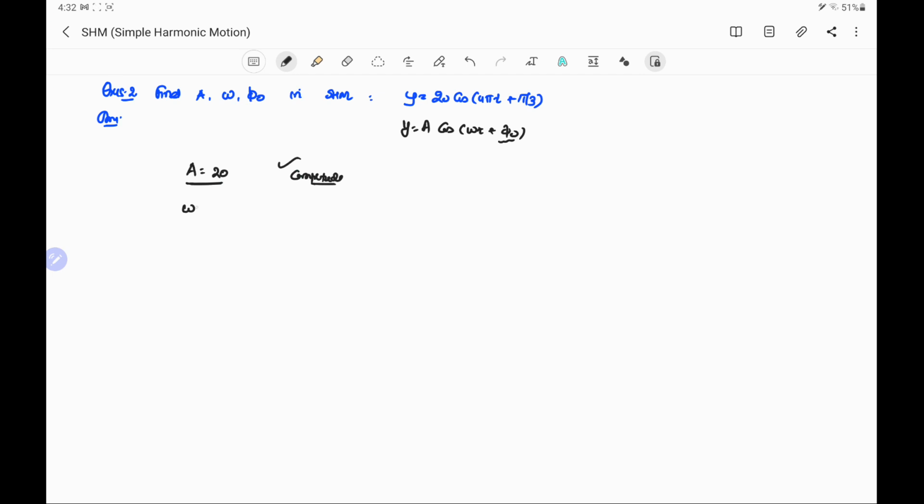Similarly, omega t is equal to 4 pi t, and this t gets cancelled. This means angular velocity or speed, omega, is equal to 4 pi. This is angular frequency. Third thing which we have to find is the initial phase. This is phi 0, and on comparing we get it is pi by 3. So phi 0 is the initial phase.